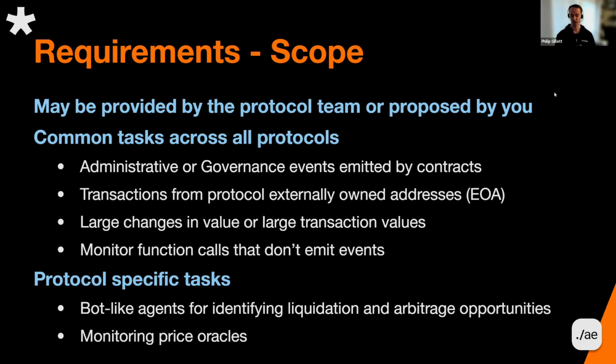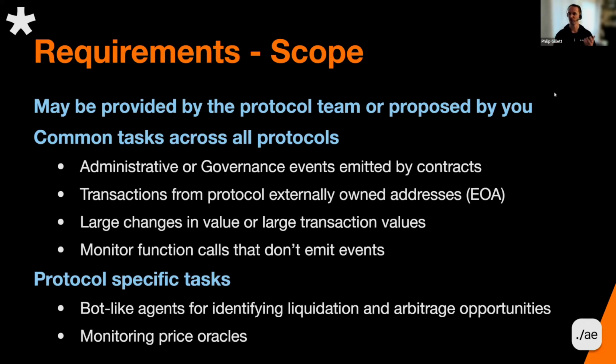We want to know about the externally owned addresses for a protocol, and are they performing transactions outside of what we expect? Are they doing more than deploying just contracts for their protocol? And if they are, what are they doing? So that's going to be common across all protocols. If there are large changes in value, so did somebody suddenly drain $30 million from a Uniswap pool? That's an important thing. We're going to want to know about that. Pretty much everyone participating in DeFi is going to want to know about that.